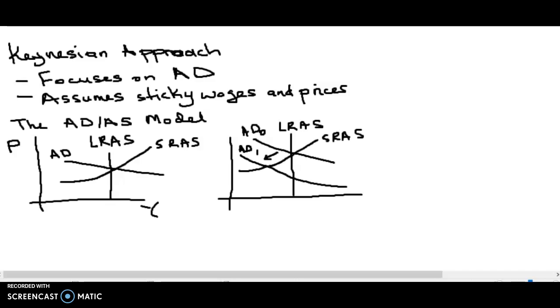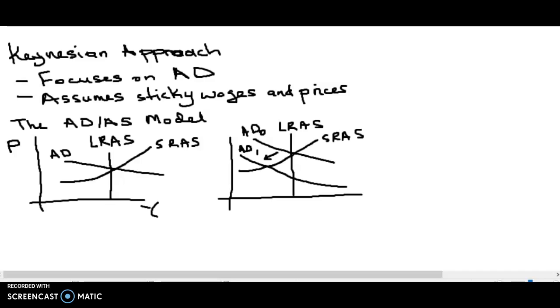Hello everyone. In this video, I want to look at the Keynesian approach to modeling economics. And of course, this was developed by John Maynard Keynes, one of the most famous economists in recent times. This approach focuses on the aggregate demand, AD. It assumes that wages and prices are sticky.